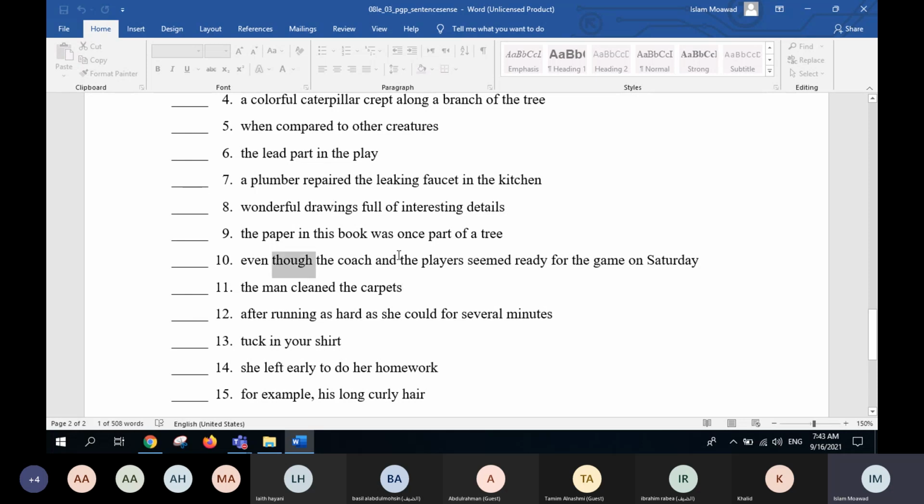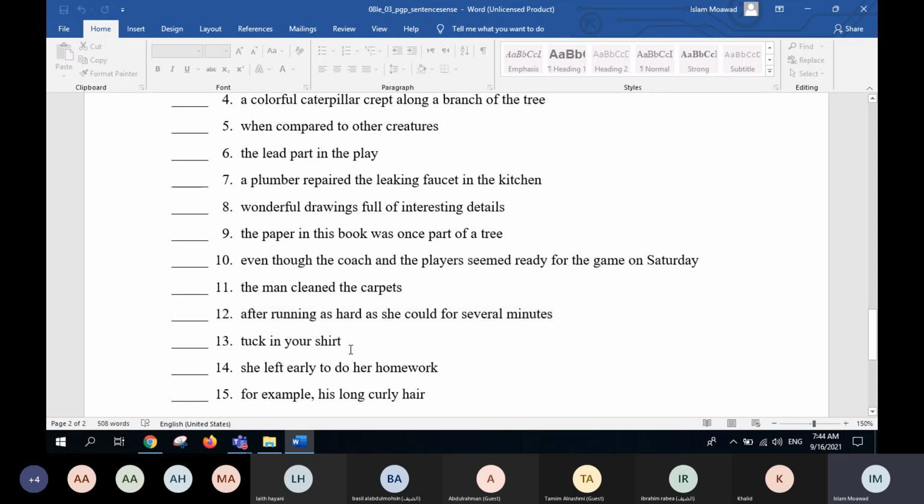He said, even though the coach and the player seemed ready for the game on Saturday, something happened. So maybe they lose the game, even though they were ready. Okay? So, yes. Okay, so we stopped at number 12, and our friend Khalid said 12 is a fragment because the meaning is not complete. 13, go ahead, Ali.